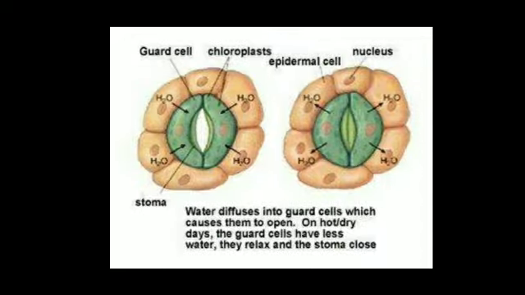This is another diagram of stomata. This diagram is given in your NCERT book. So these bean shaped cells are known as guard cells. Guard cells contain chloroplast. Chloroplast contains chlorophyll. The outer brown color cells are known as epidermal cells, and in the center you can see this is the stomatal pore. Okay.